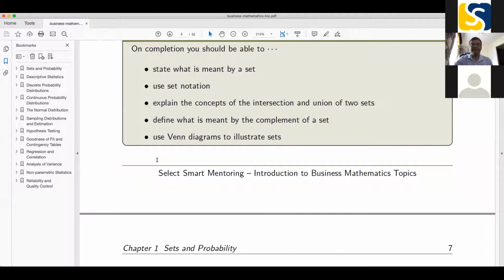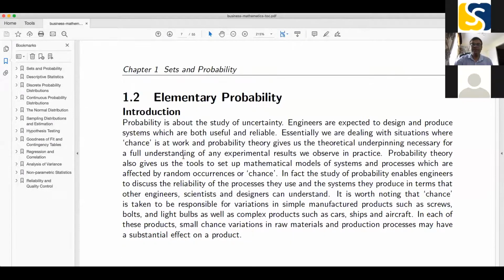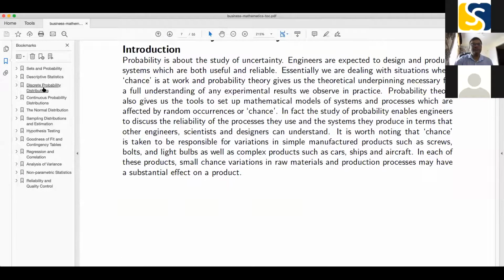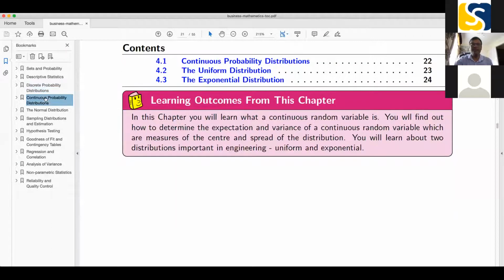So like that, next comes elementary probability. It goes like that. I'm not going to go through each and every topic here to tell you what is there. I'm just saying how to use this document when I give it to you. So this is the one.